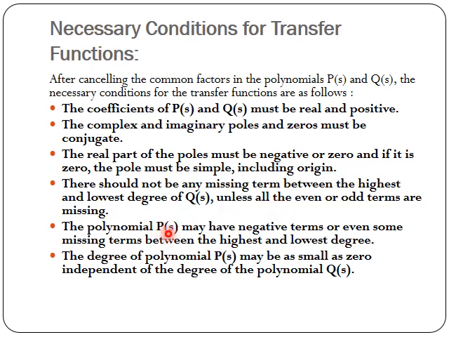The numerator polynomial may have negative terms or even some missing terms between the highest and the lowest degree. This is a bit different from what we already read in the driving point functions. The degree of the numerator polynomial may be as small as 0, independent of the degree of the denominator polynomial.